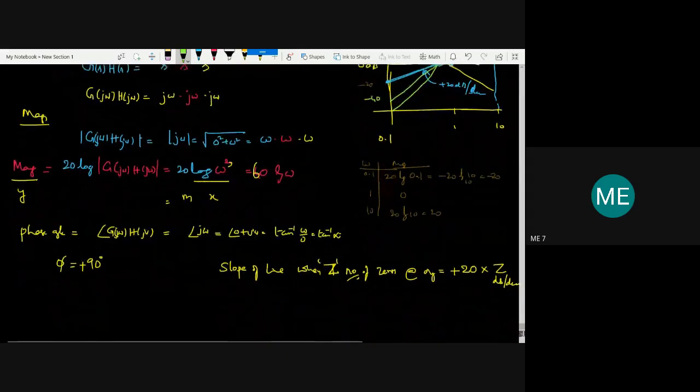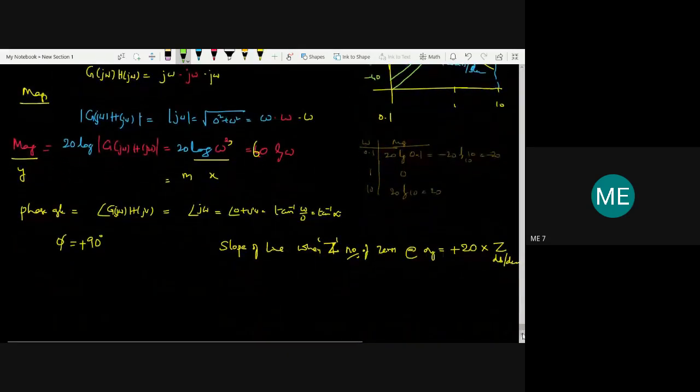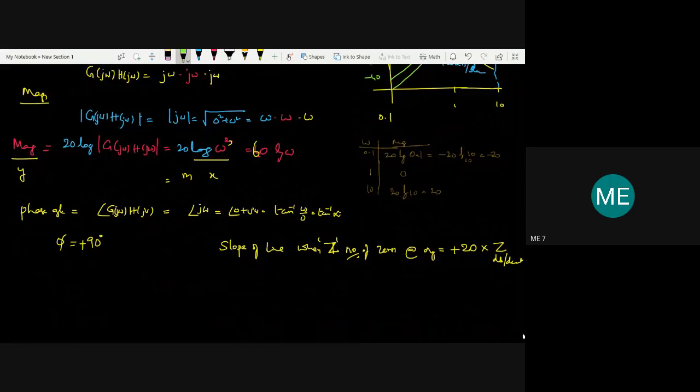That is the first factor, and the second factor we discussed. Similarly, for angles, if you calculate this, if there are 3, that is angle j omega, angle j.